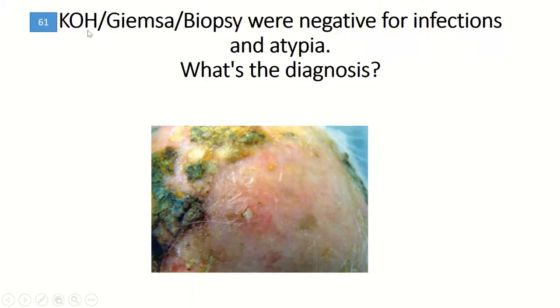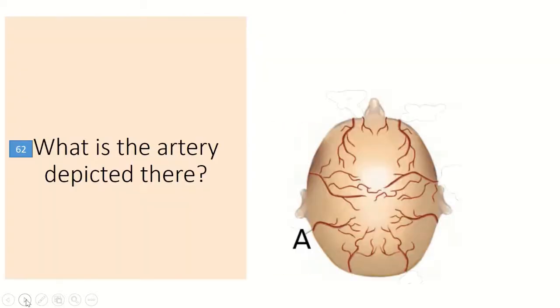Question 61. KOH and GMS biopsy were negative for infection and atypia. What's the diagnosis? What you see here is erosion, pustules, and crust on the photodamaged scalp of a patient. The diagnosis is compatible with erosive pustular dermatosis. Question 62. What's the artery depicted here? Posterior auricular artery.